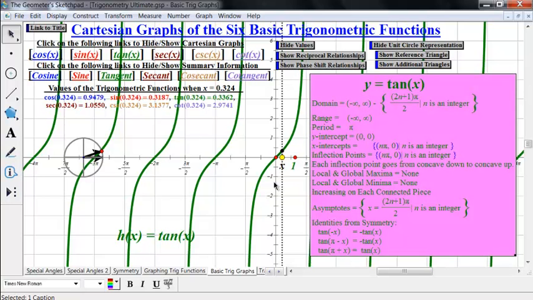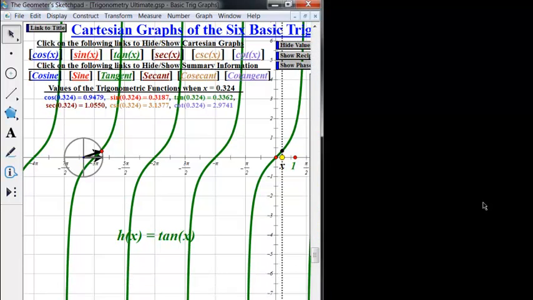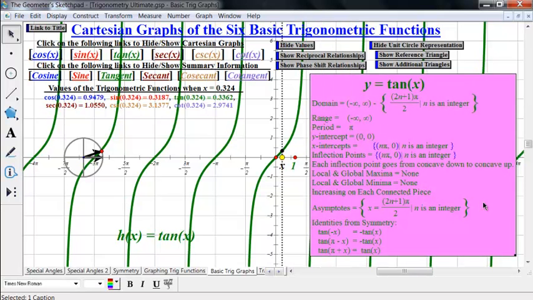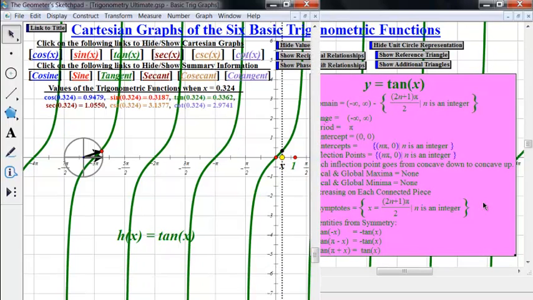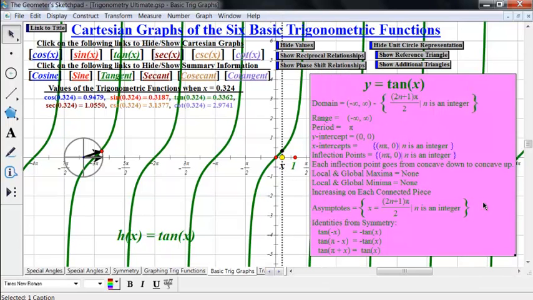And the identities from the symmetry, if we look at the tangent of the opposite of x, that's the opposite of tangent of x. This means this is an odd function, and we get origin symmetry. So that means that if I rotate this 180 degrees around the origin, we get a graph that looks the same. And so this is going to rotate all the way around and you get the same looking graph. So tangent of minus x is the opposite of tangent of x.